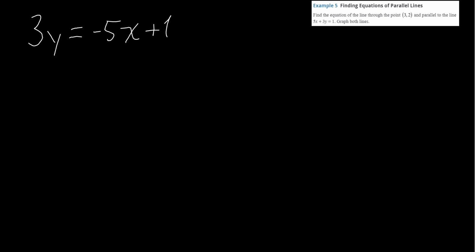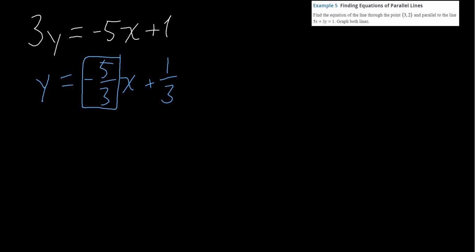Anyways, next we're going to divide both sides by 3. So we're going to have y is equal to negative 5 divided by 3, which is negative 5/3 x, and then 1 divided by 3 is simply 1/3. So this particular equation has a slope of negative 5/3.